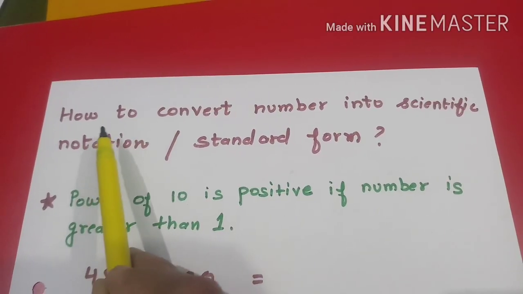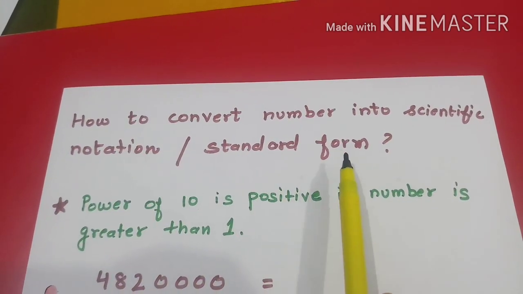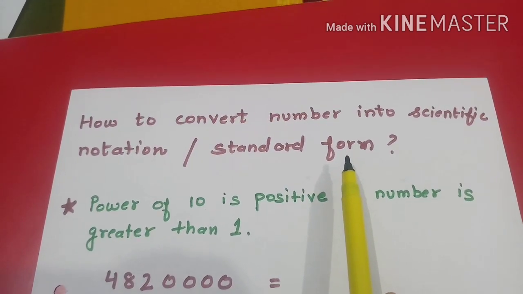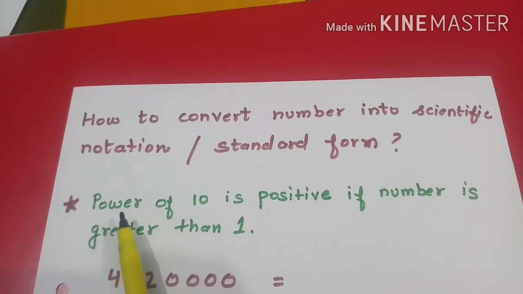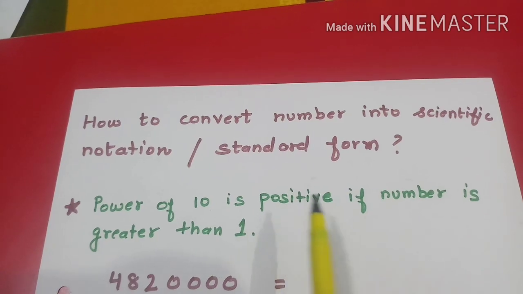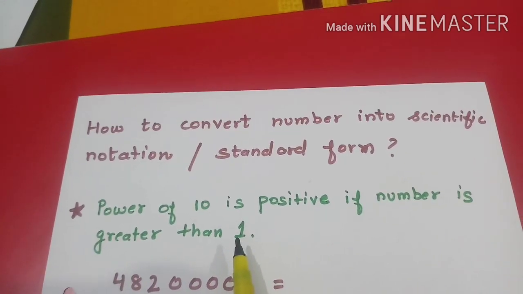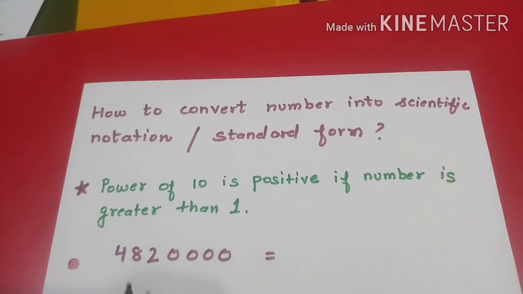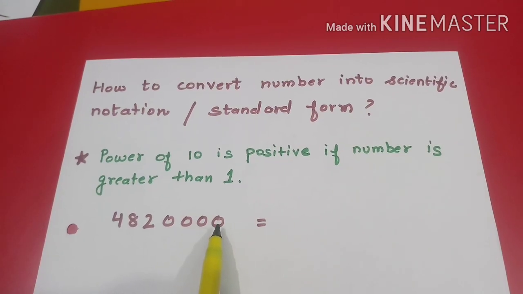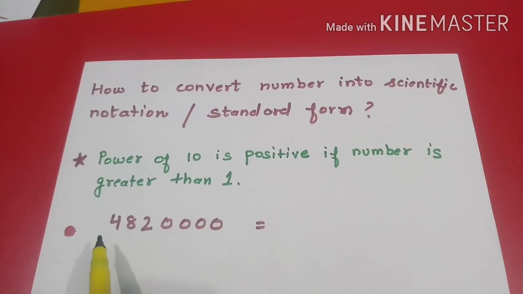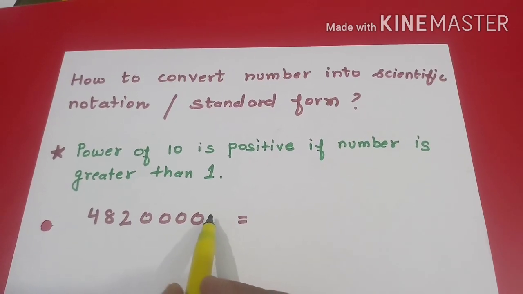Now let's see how we can convert a number into scientific notation or standard form. For it, there are two rules. The first rule says that the power of 10 is positive if the number is greater than 1. Let's understand it through one example. I have taken one number, 48200000, and I have to convert it into scientific notation. So how can I convert it?